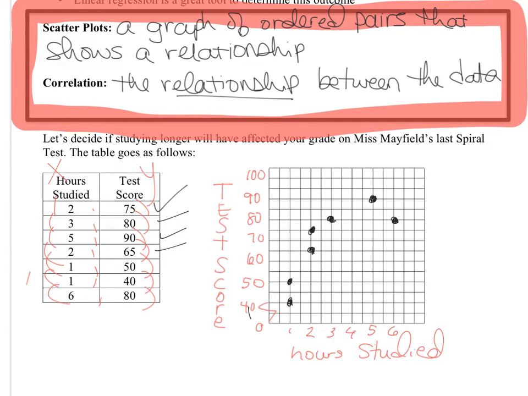Hopefully you figured out and you're okay with how I plotted all of those points. I just read my values from my table and I created my scatter plot. Now notice my scatter plot, I am not connecting my lines. No, a scatter plot has a bunch of ordered pairs that show a relationship. So let's talk about this relationship.